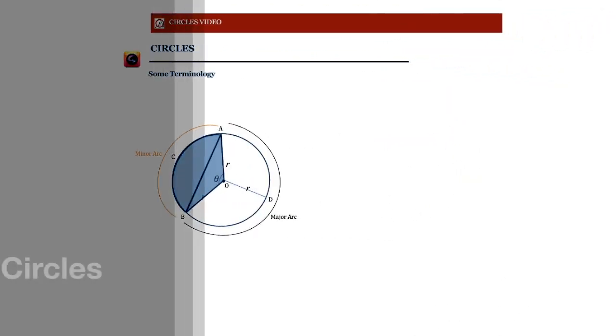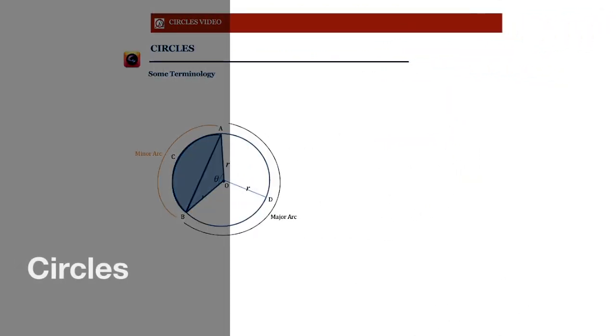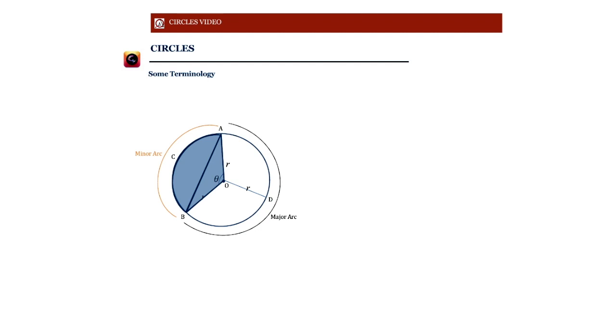We'll start with circles now. There are relatively few concepts here. So we start a discussion on circles with some terminology. First of all, what is a circle? It is the locus of a point which is a fixed distance away from another point.